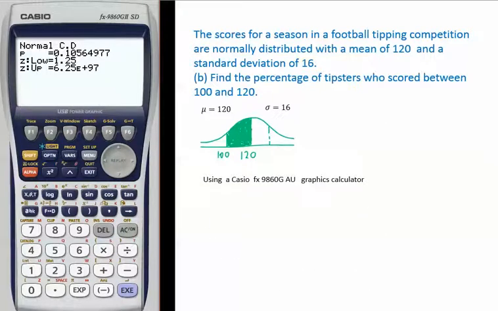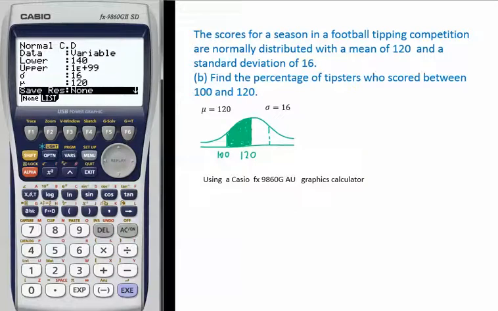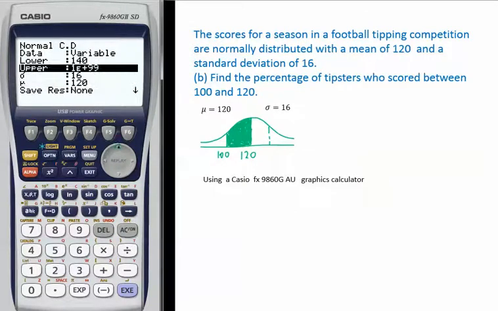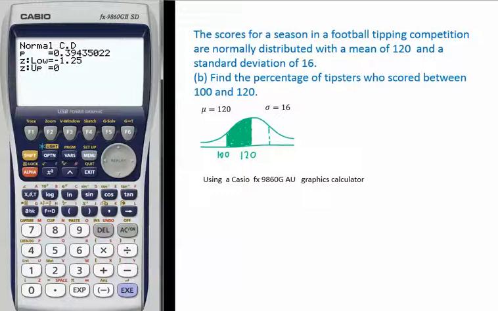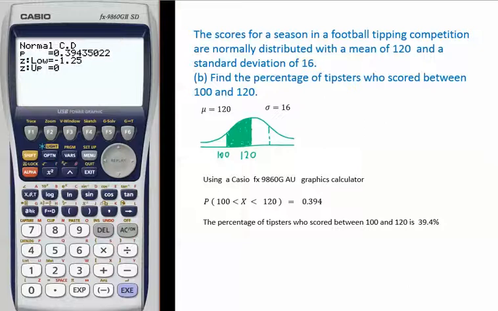Now reaching for our graphics calculator, we just need to exit to go back. And we don't need to go back any further than that because we just need to change our lower and upper values. The lower value now is 100. The upper value is 120. Same standard deviation, same mean, nothing more to change. Hit EXE and we see the probability is 0.3943, etc. Rounded off to 3 significant figures will be 0.394. The probability that a score is between 100 and 120 is 0.394. Now, that's a probability of a person chosen at random. So that means the percentage of tipsters who scored between that would be this times 100, to change this decimal to a percentage, 39.4%.